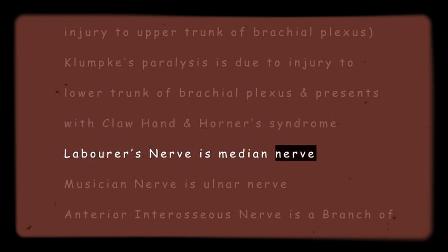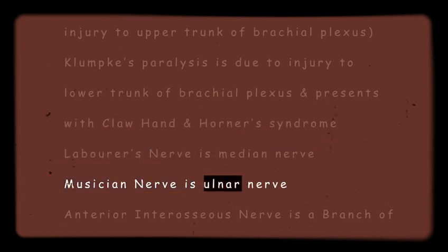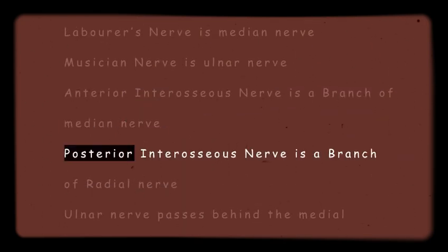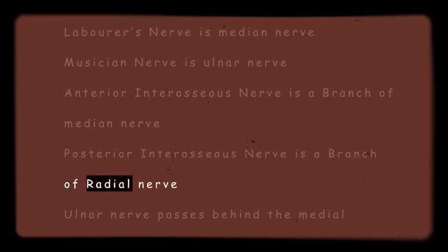Laborer's nerve is the median nerve. Musician nerve is the ulnar nerve. Anterior interosseous nerve is a branch of the median nerve. Posterior interosseous nerve is a branch of the radial nerve.